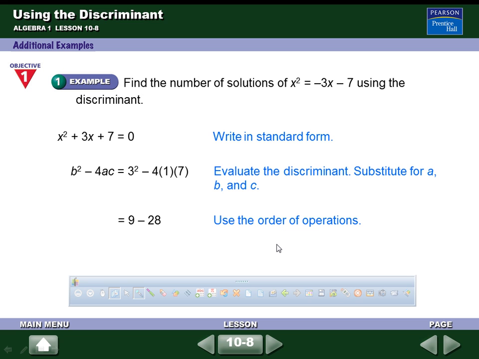So let's keep going. Negative 28 is order of operations. Simplify negative 19.